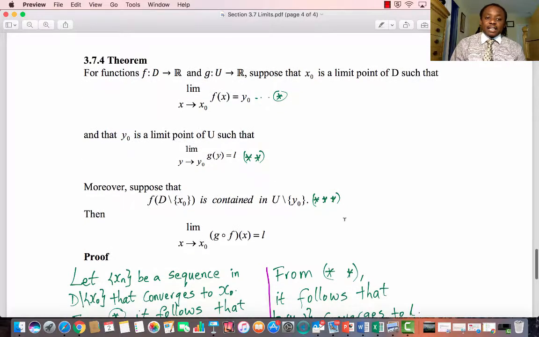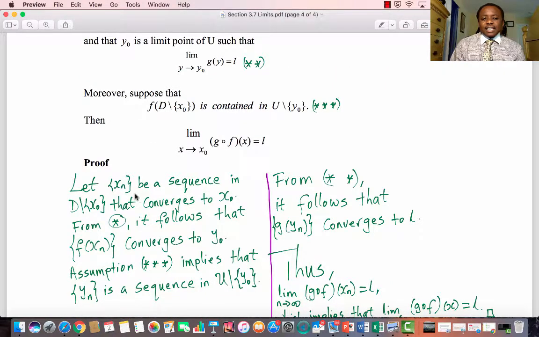Then we can say that the limit as x approaches x naught of g composed with f of x is L. Right here, that is the same L. We started off with x approaching x naught, giving us y naught, y approaching y naught, g of y giving us L, and we claim that the composition g composed with f of x would converge to L as x approaches x naught. Let's go ahead and prove that.